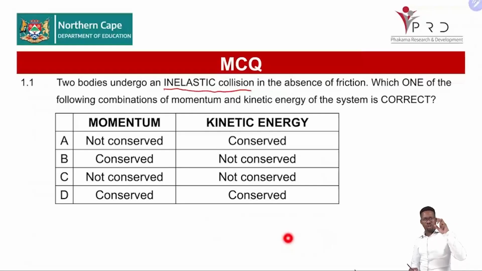Remember the conservation of linear momentum. It is telling us that the total linear momentum of an isolated system is conserved. So it means for momentum we are looking for conserved. For kinetic energy we are looking for is not conserved. And the correct answer is B.